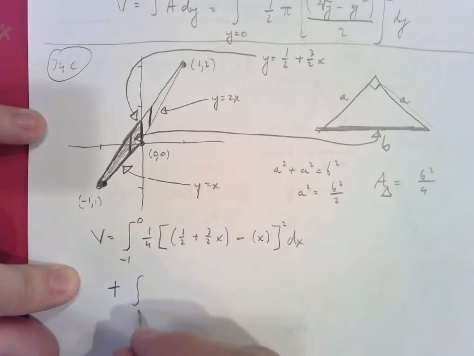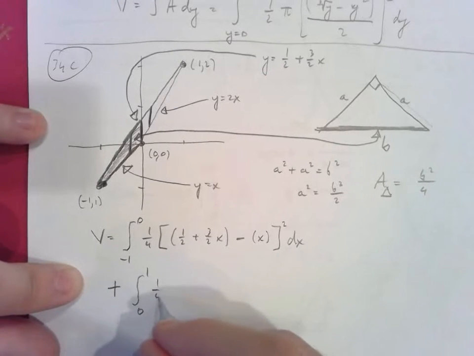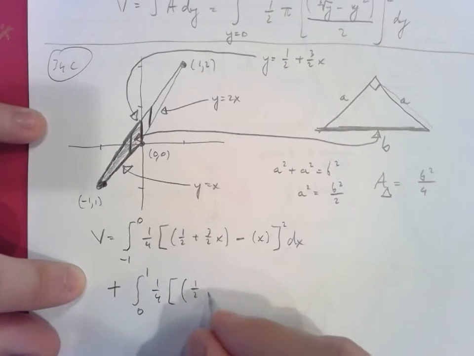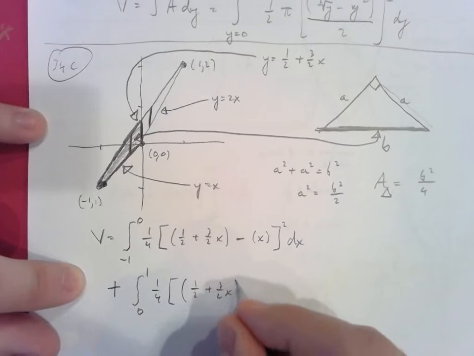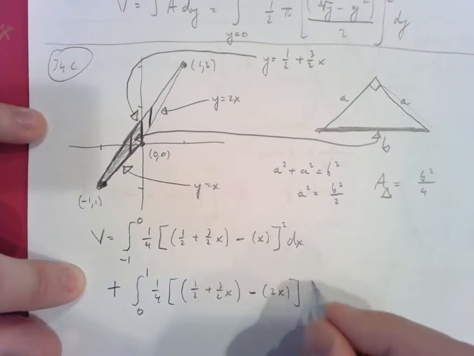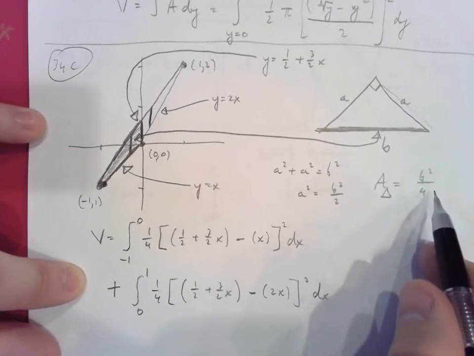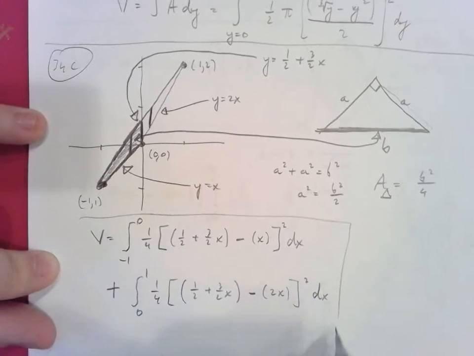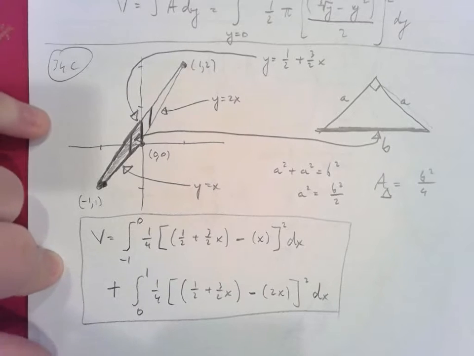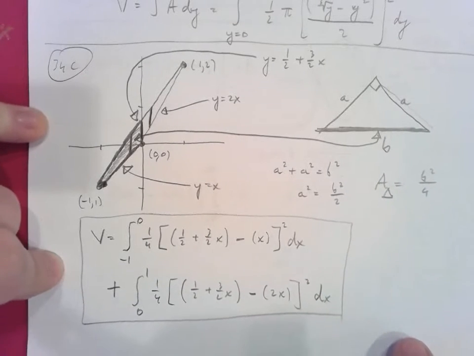plus I also have to do the integral now from 0 to 1, 1/4. The top curve is the same one, 1/2 plus 3/2 x, minus, now this time the bottom curve is 2x, and I'm squaring it because I need b squared here. So this volume has to be expressed as a sum of two integrals. And that was problem 34C. Now let's move on to the tough one, which is 34D. Okay.